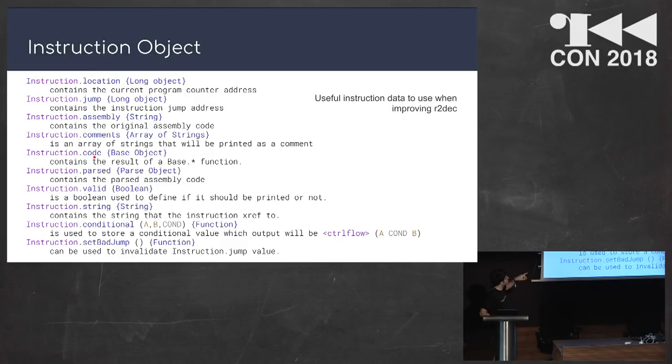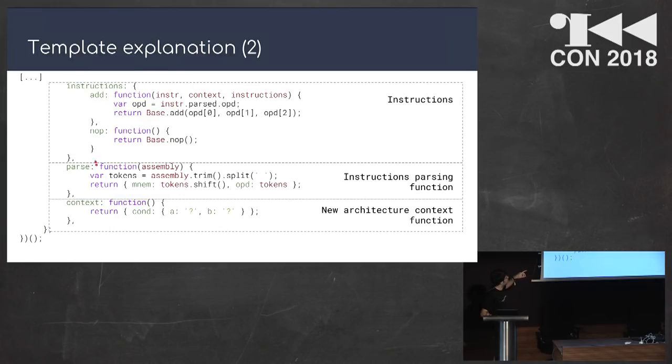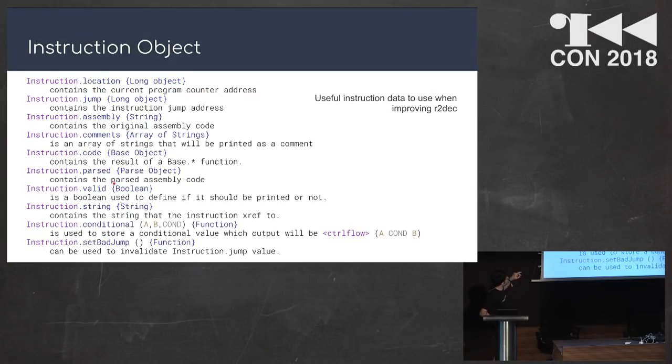You have the parsed object, which is whatever variable is used, assigned to the value that is returned by the parser function. And you have the valid one, which is a Boolean. If during the compilation you know that this variable doesn't need to be shown, you just set it to false and magically it won't be shown.